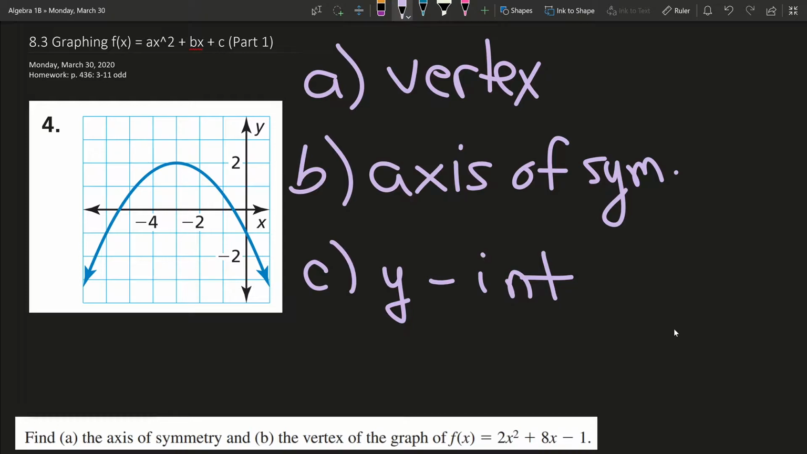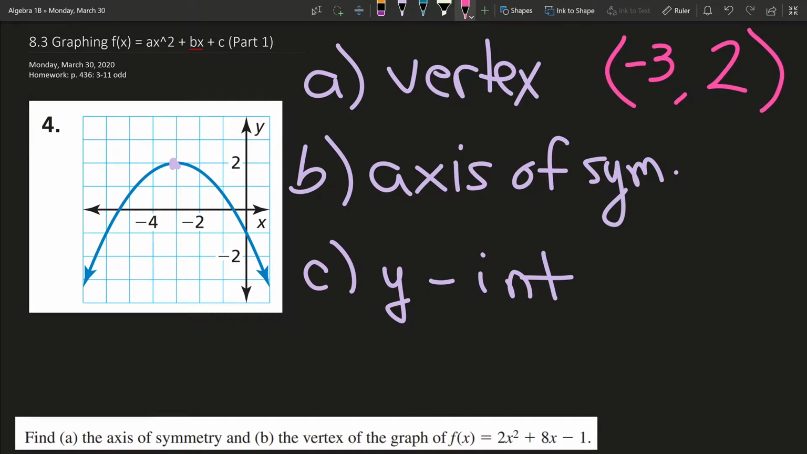So number 4 in the book. This question asks us to find the vertex, axis of symmetry, and the y-intercept. Let's start off with the vertex. Our vertex is going to be right over here. You can pause this video and figure out what that point is. That point is -3, 2.